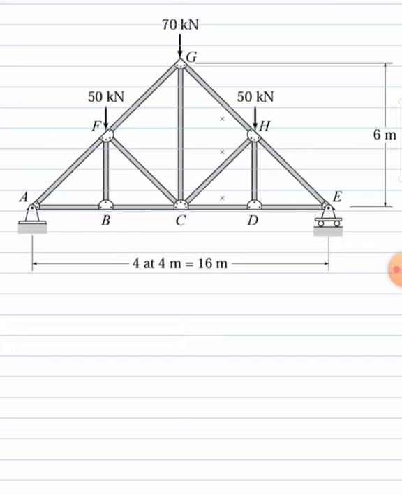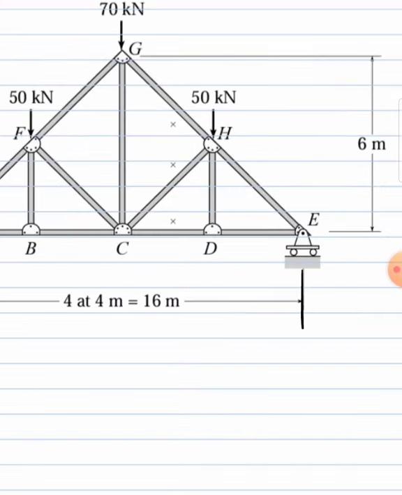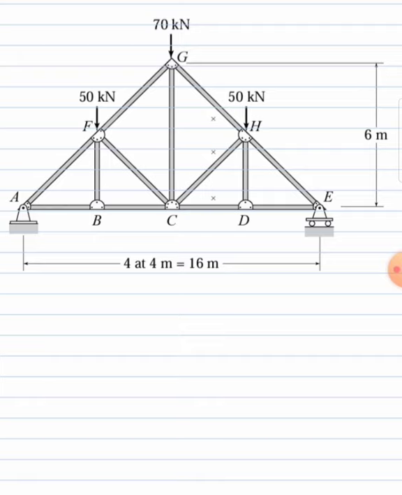Now, since the only unknowns here are located on the right side, the best method to solve this is the method of sections. But before that, we need to find the reaction at E, especially the vertical reaction, so that as we isolate the free body diagram of the right side of this truss, we already know the vertical reaction here, and that's very helpful.